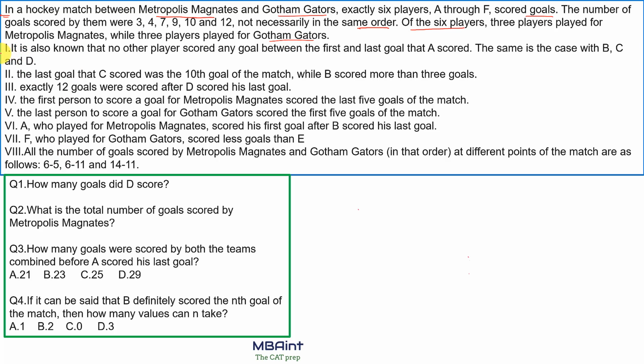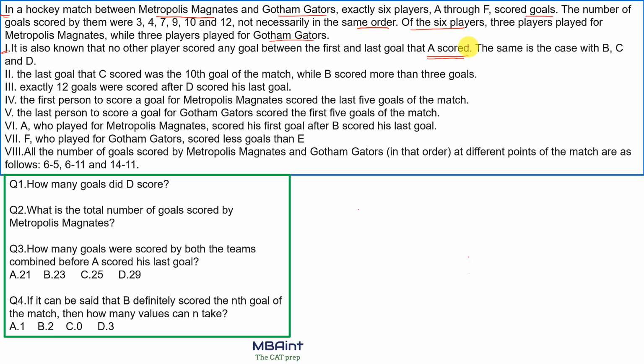Let's read it. First point says that it is known that no other players scored any goals between the first and the last goal that A scored. Okay, so A will score all the goals in one shot. Similarly for the other people, that is B, C and D. So A, B, C and D, they'll score all the goals in one shot. No other players will come when they are scoring the goals, right?